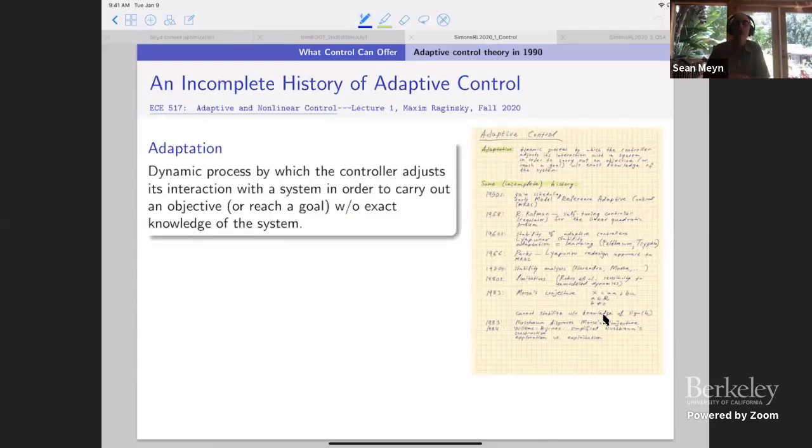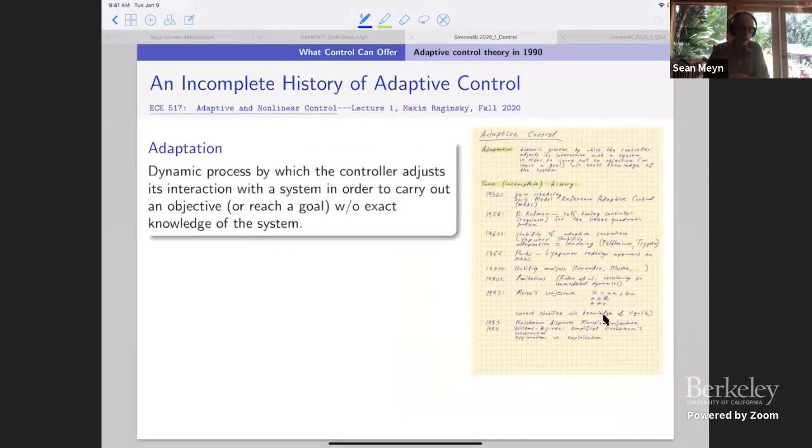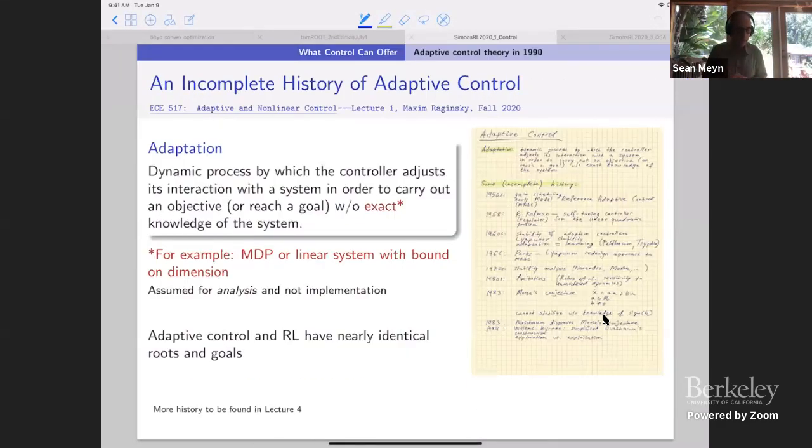And the way it's defined, for example, in Max Raginsky's course, which he's teaching this semester, this is the first page of his lecture notes, which is quite fun. The definition is almost exactly the same as RL. I'd like to control a system, reach a goal without exact knowledge of the system. That's a perfectly valid definition of RL. An example would be an MDP model, or a linear system of bounded dimension. But you assume those things for analysis. Everyone knows that when you're done, the real world doesn't satisfy those assumptions. That's why we're obsessed with robustness. So adaptive control and RL have essentially identical goals, I would say. And again, I know that's fighting words to some of you, but that's my opinion.